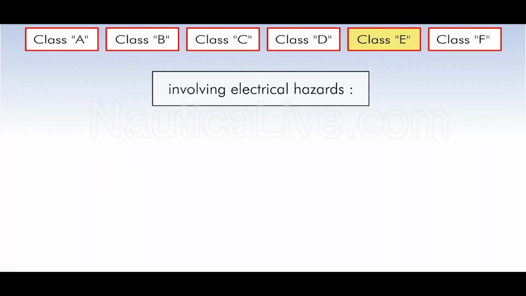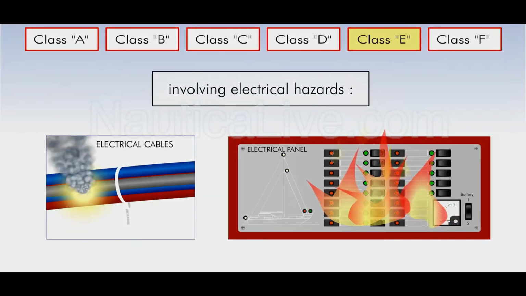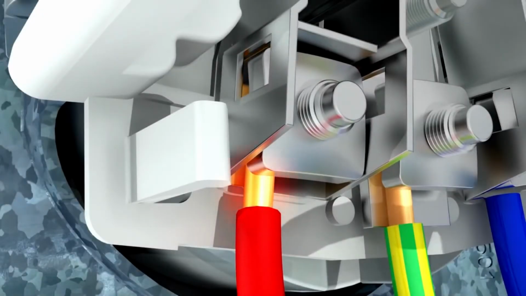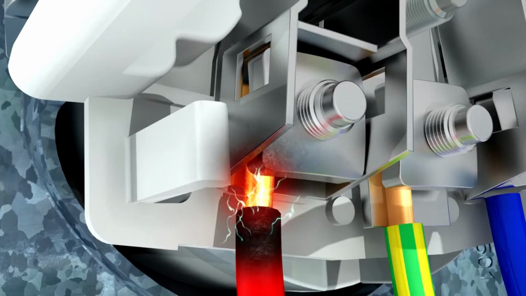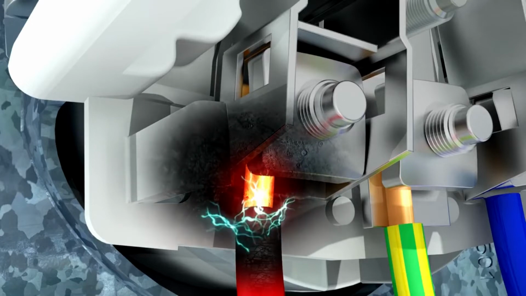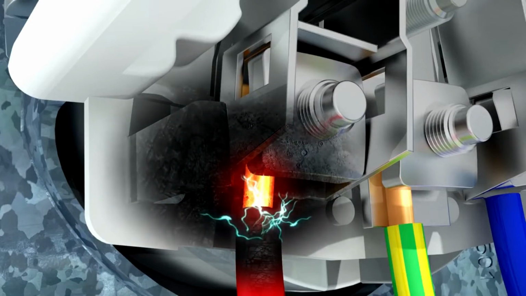Class E, fires involving electrical hazards. For example, the connections gradually pull apart and overheat, burning the surrounding cable insulation and socket. This transforms the insulating material into carbon, which acts as a conductor and carries some of the current traveling through the wires, creating electric arcs. Eventually, the cable insulation and socket catch fire.